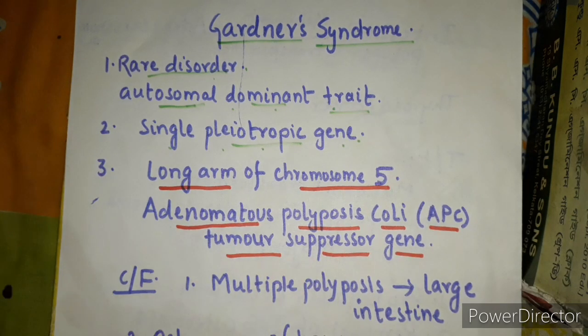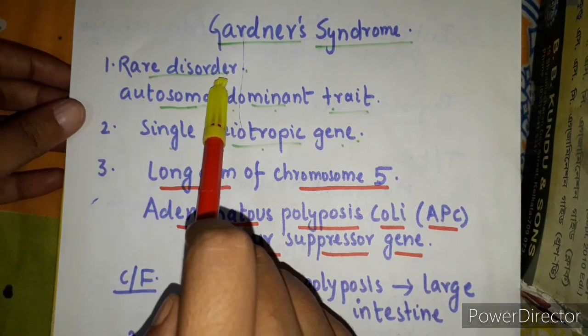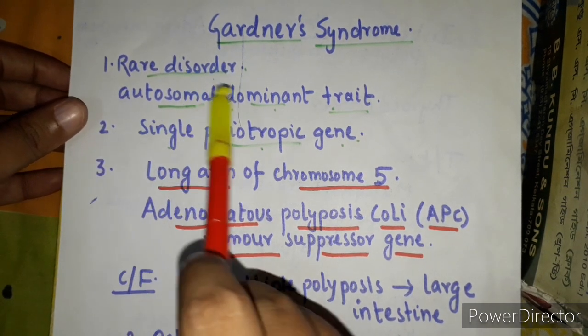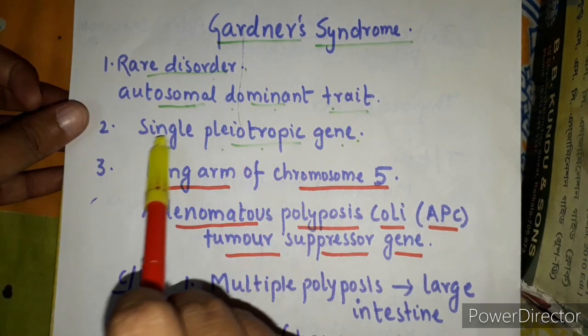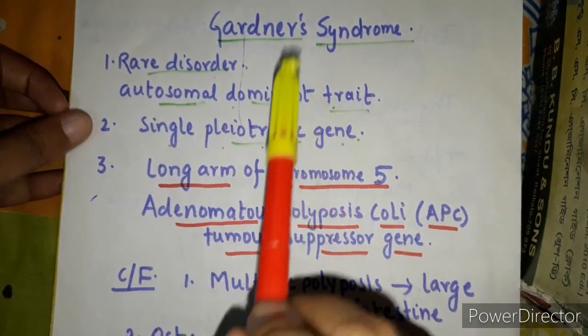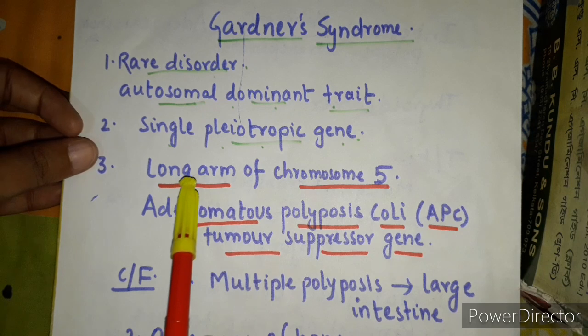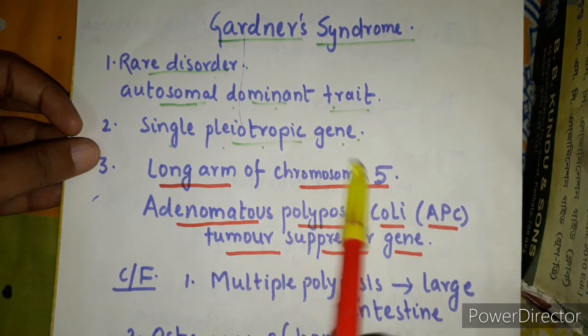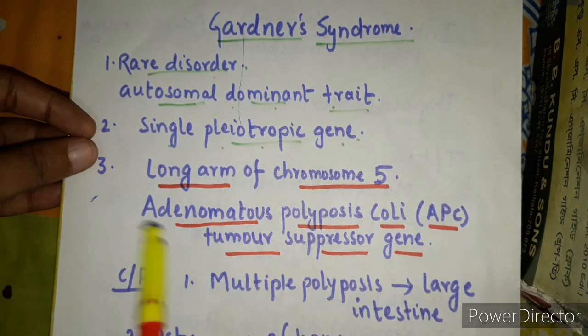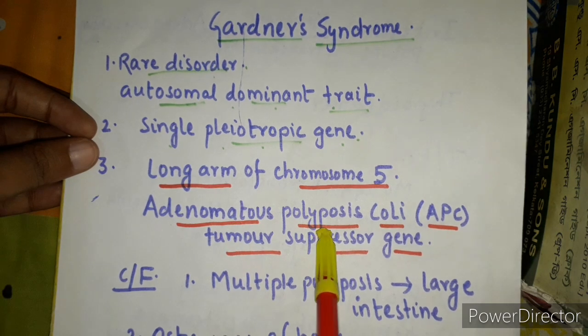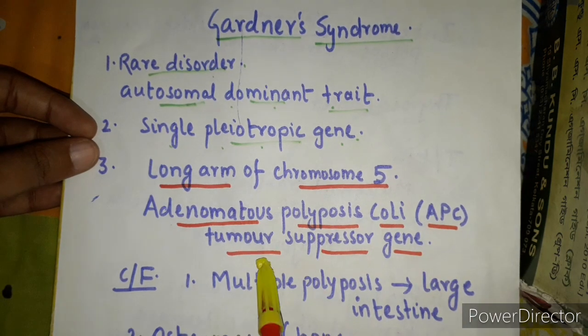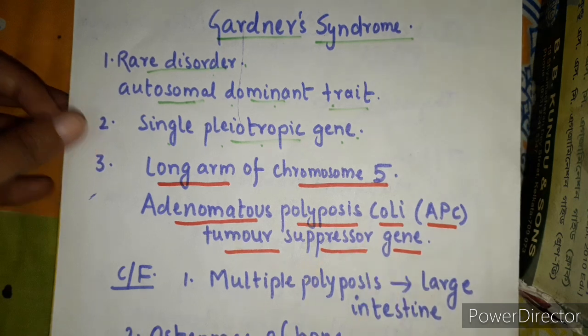So till now we have done the introduction part, that it is a rare disorder inherited as an autosomal dominant trait and it is due to a single pleiotropic gene, and the gene is located on the long arm of chromosome 5 and it is identified as adenomatous polyposis coli APC tumor suppressor gene.